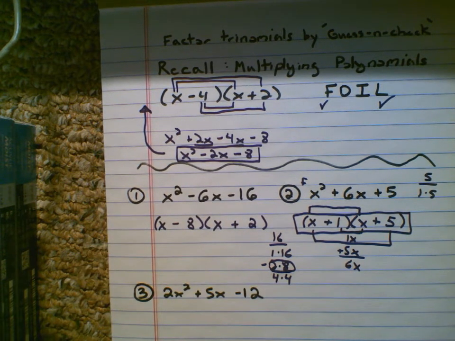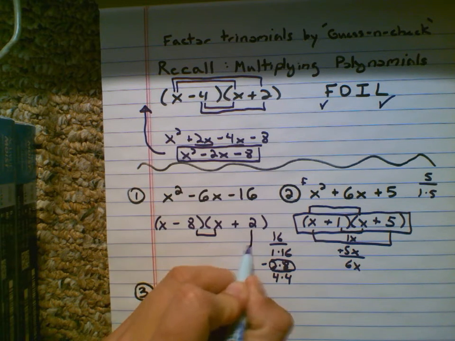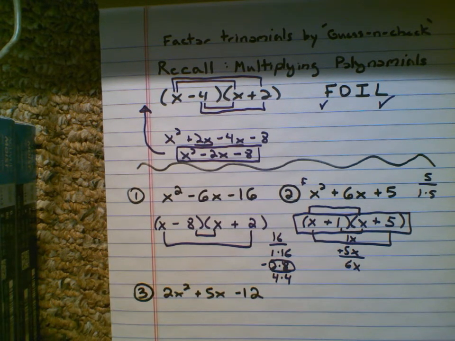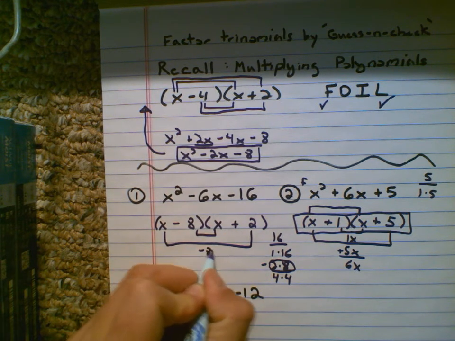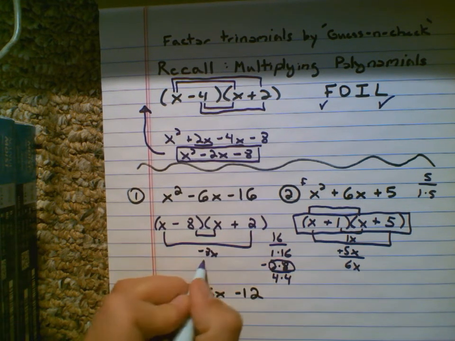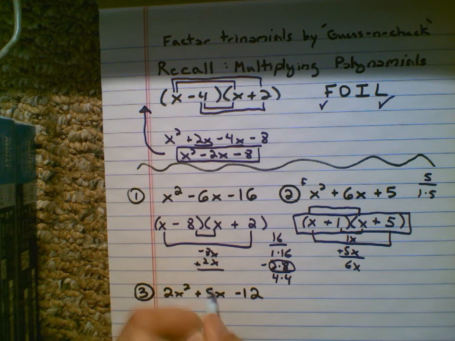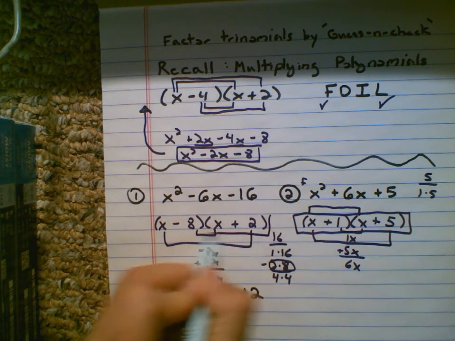Now, once again, I need to check my answer. So far we've done the guess part, we now need to check it. So we check the inside and we check the outside, and they should combine to give us the middle. Negative 8 times x, well, that's negative 8x. 2 times x is 2x. If I add those together, do I get negative 6x? I do. So it checks out. This is the correct factoring.